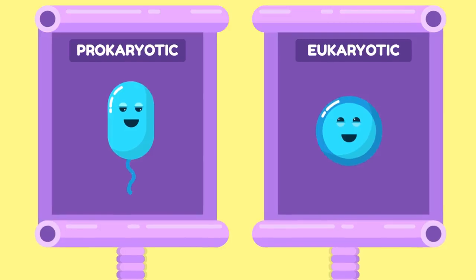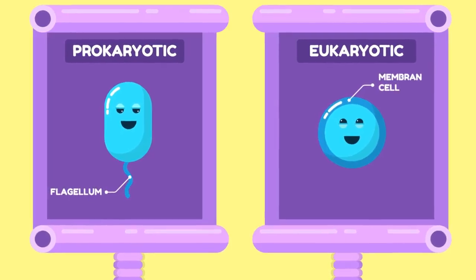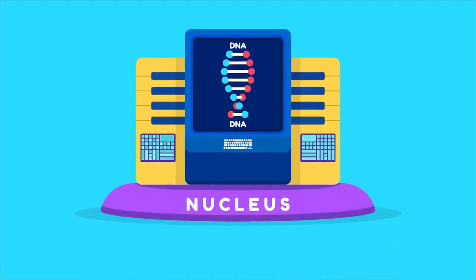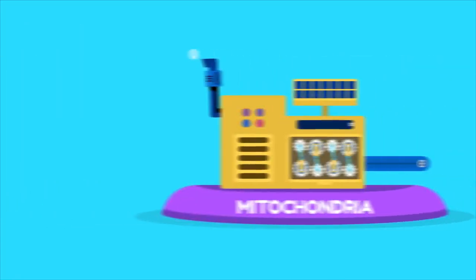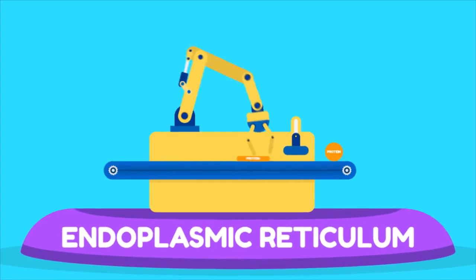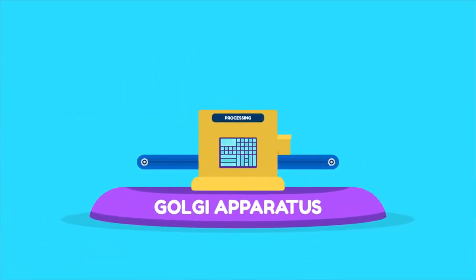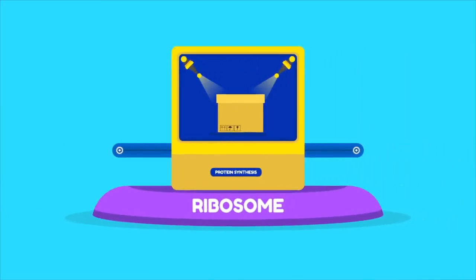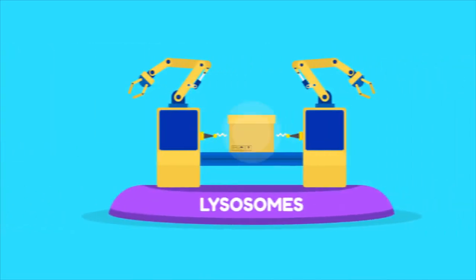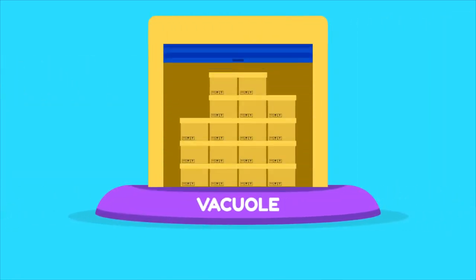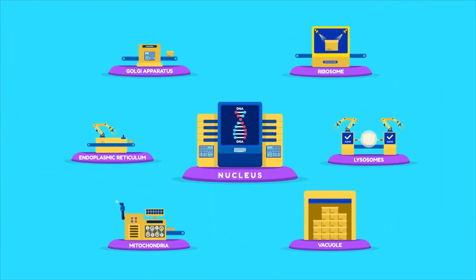In eukaryotic cells, I have membrane-bounded organelles, like the nucleus, that define a cell's genetic makeup. Mitochondria provide energy. Endoplasmic reticulum helps in protein folding. Golgi apparatus does protein packaging. Ribosomes help in protein synthesis. Lysosomes destroy foreign objects, and the vacuole acts as a storage system of a cell. All these are termed organelles.